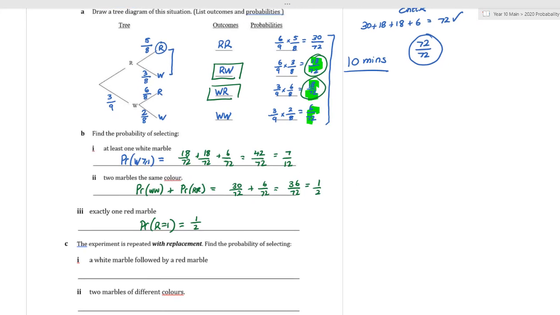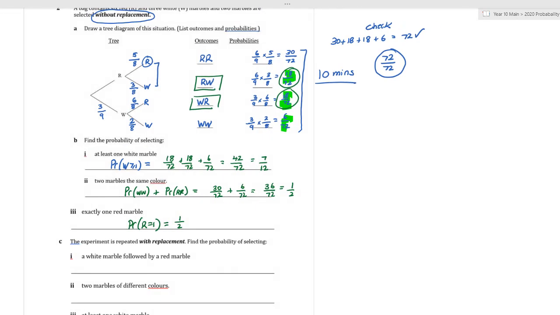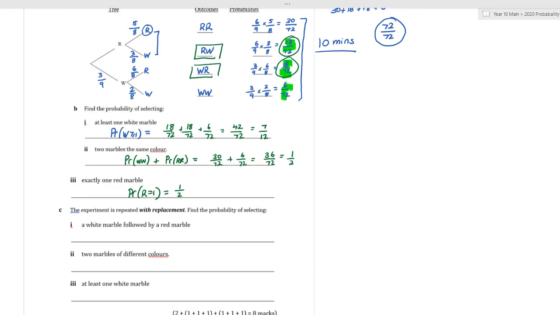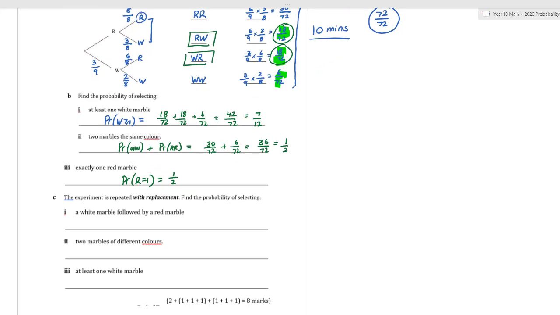Now, it's asking us here, it says that the experiment is repeated with replacement. Find the probability of selecting. So now what we've got to do is be very careful. If it's with replacement, the probabilities don't change. So that means we could do a little tree diagram if you wanted to. It might pay to. Just remember that those probabilities of red and white never change, because we're getting that marble and we're putting it back in the lot.